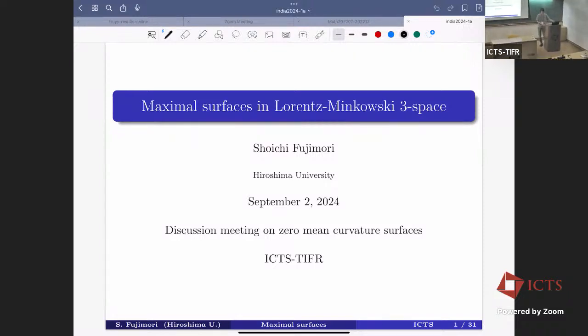First of all, I'd like to thank the organizers for inviting me. Actually, I was first invited by Rukmini 5 years ago, and I accepted, and I even bought the flight ticket, but then because of COVID the workshop was canceled. So I'm very glad to finally come here. And I'm from Hiroshima, Japan.